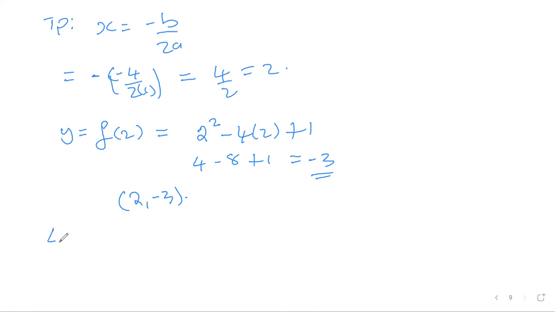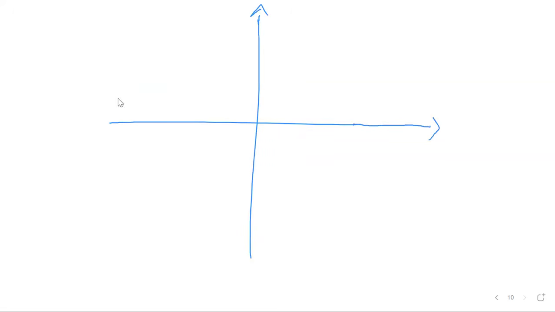And our line of symmetry is the line x equals minus b over 2a, which is 2. Then we are ready to sketch our parabola.